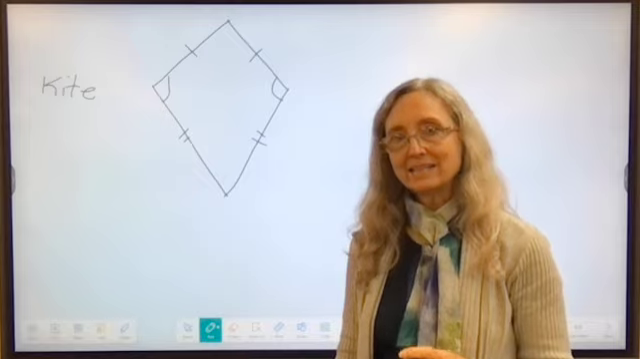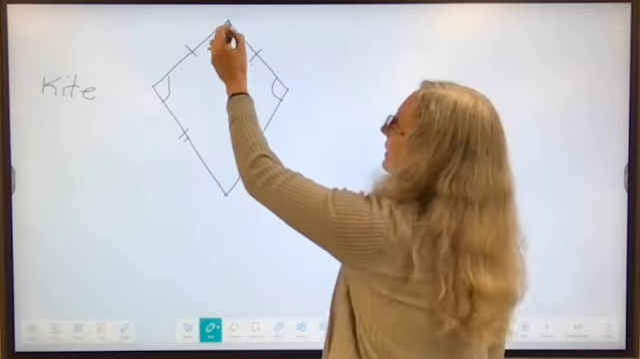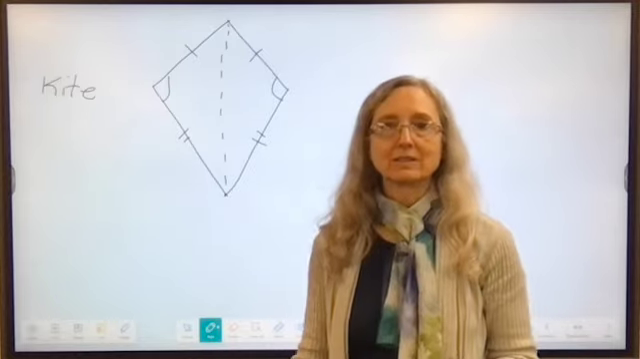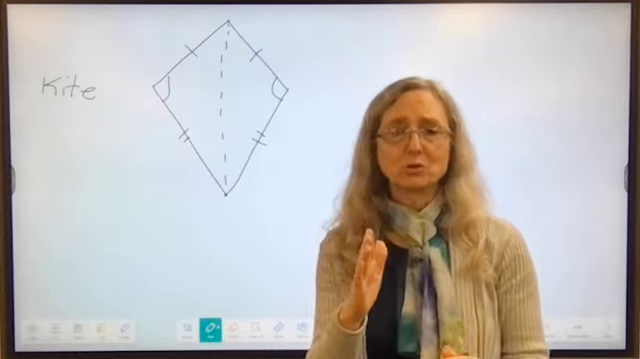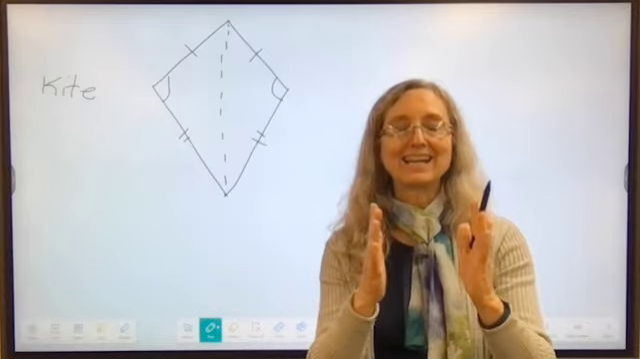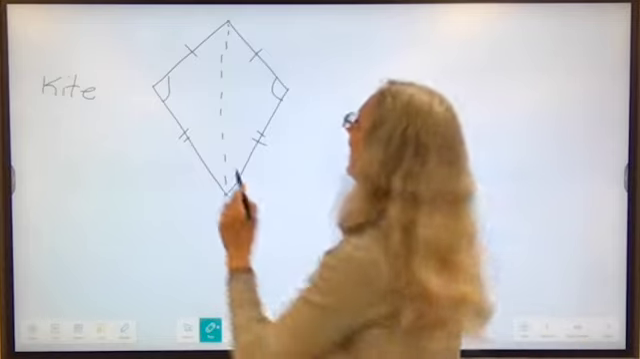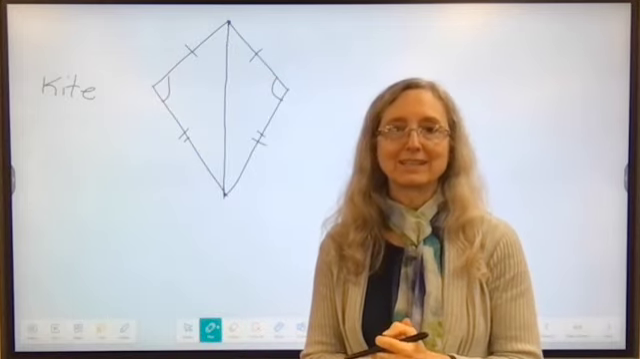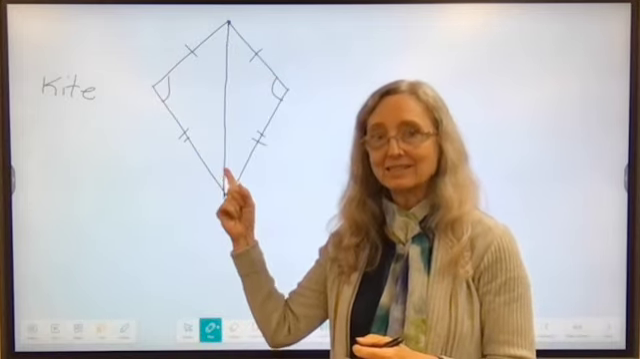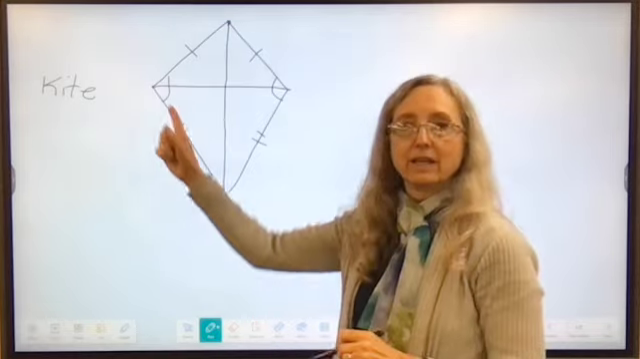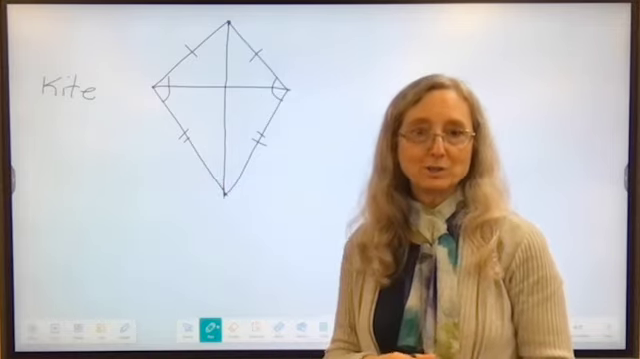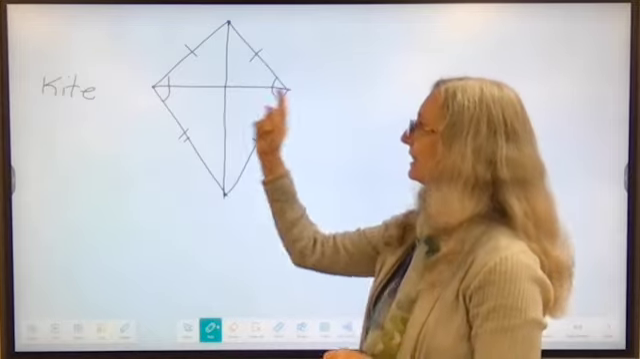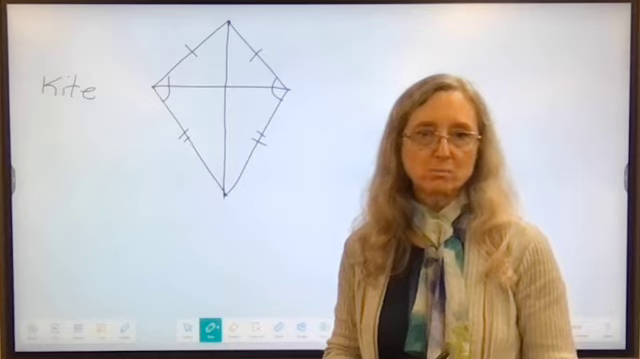Also, you have an axis of symmetry that goes right down the middle here. That axis of symmetry, if it was drawn straight, divides a kite exactly in half. So I have two congruent halves with this axis of symmetry. This diagonal is called the crossbar. So this diagonal is the axis of symmetry. This diagonal is the crossbar.